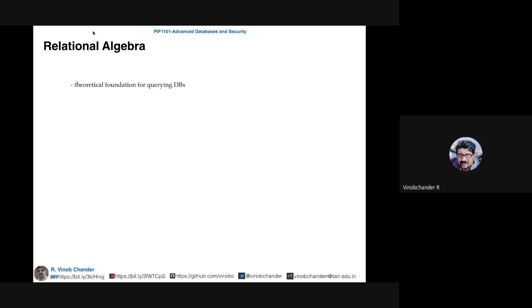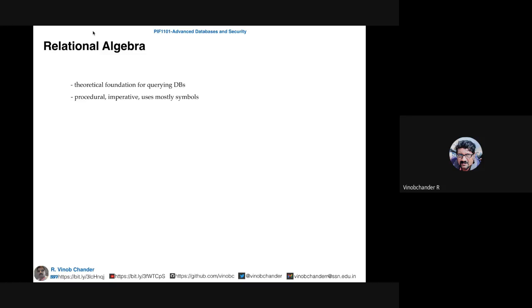So, relational algebra, Akash, is the mathematical or theoretical foundation for querying your databases. Okay, so you make use of SQL language to query and communicate with your database, right? So the theoretical background behind this is relational algebra.